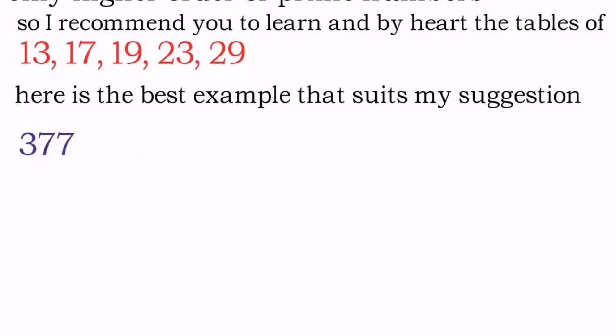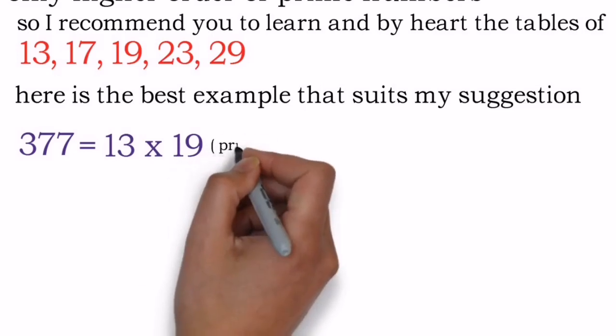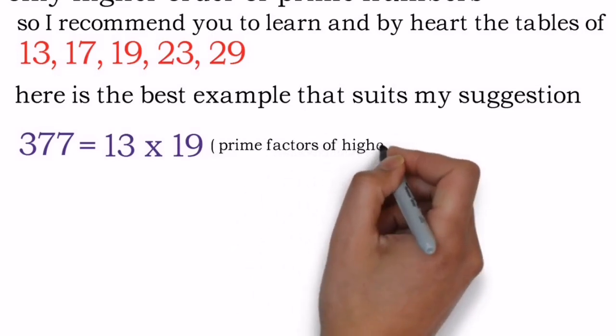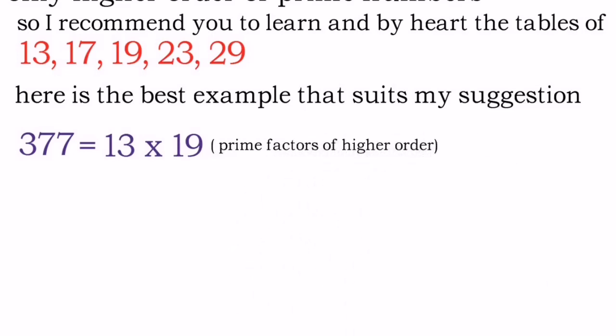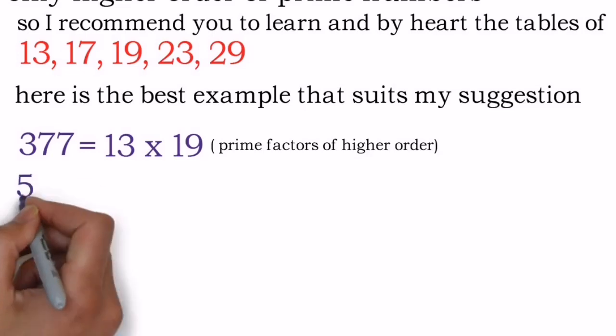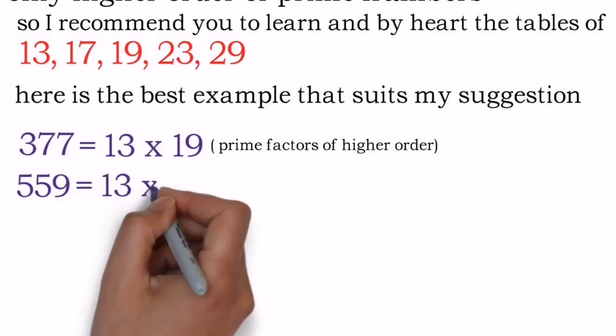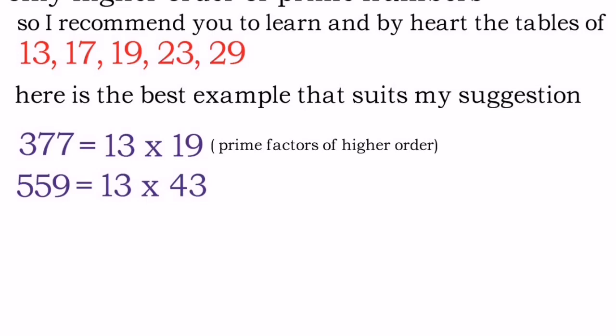So try to find the prime factors of 377. Any idea? Not divisible by 2. If you add the digits also, you cannot get 3's table, and it is divisible by 13 into 29. So it becomes very difficult and chaotic to find the prime factors of 377. Okay, so these are the prime factors of higher order, you can say, correct? Try one more sum, 559, again chaotic. So what can be done? Again it is divisible by 13 into 43, and to find 43 it becomes very tedious.